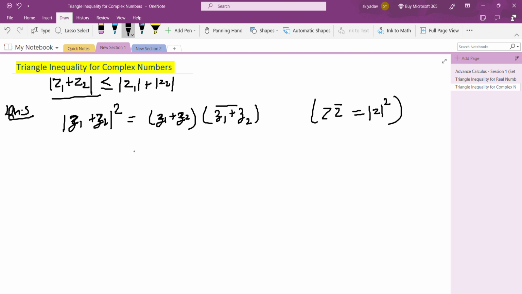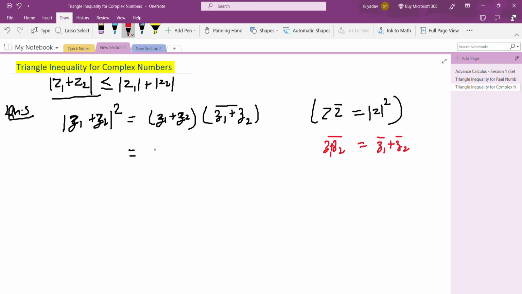Now we will multiply this out. Before the multiplication, let me break this one, because we have another property: if we have the conjugate of an addition, Z1 plus Z2 bar, we can represent it as Z1 bar plus Z2 bar. This is another property.